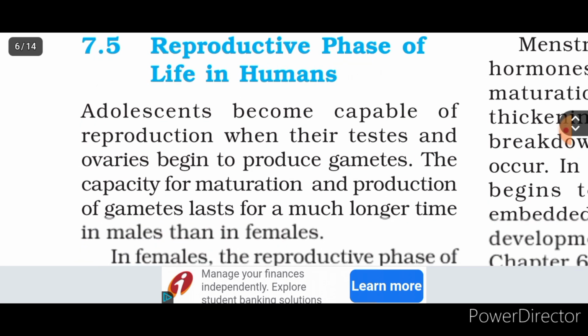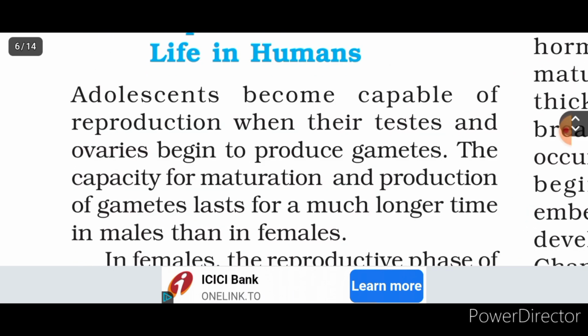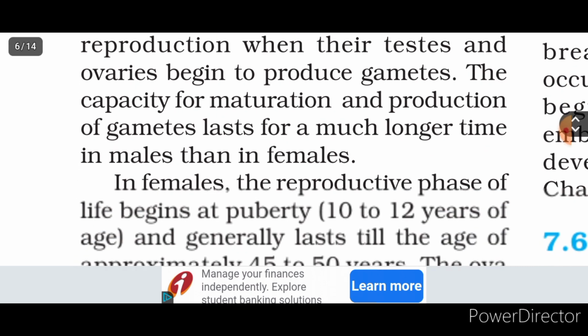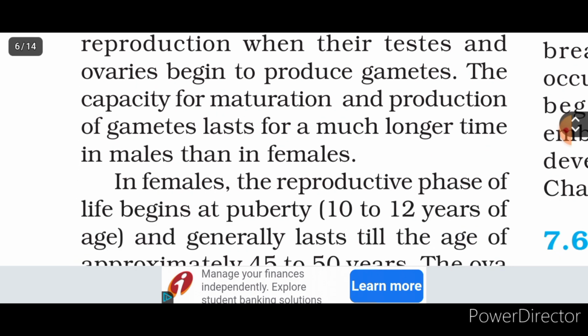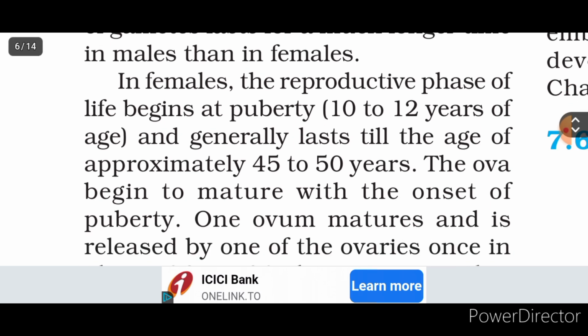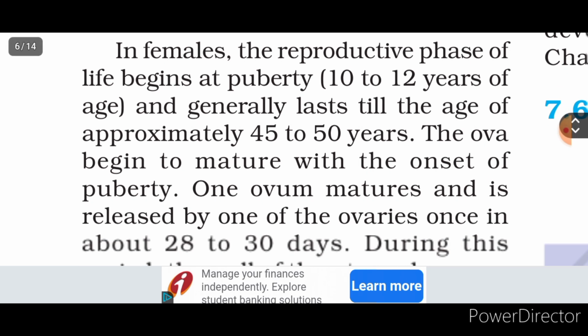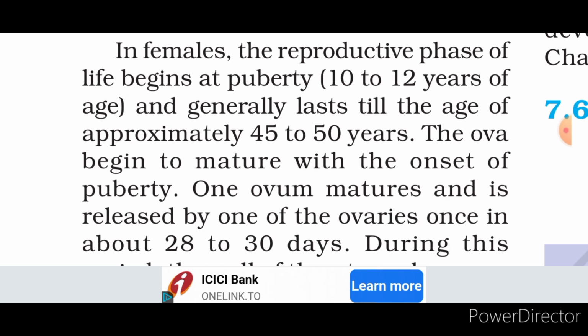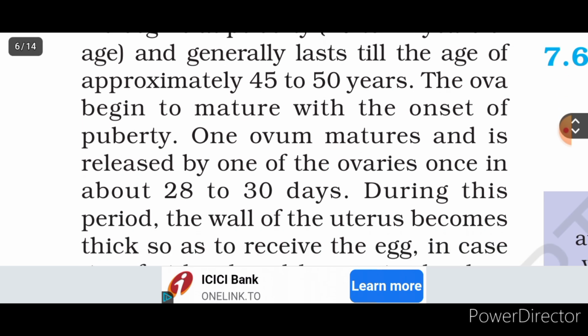Reproductive phase of life in humans. Adolescents become capable of reproduction when their testes and ovaries begin to produce gametes. The capacity for maturation and production of gametes lasts for a much longer time in males than in females. In females, the reproductive phase of life begins at puberty, 10 to 12 years of age, and generally lasts till the age of approximately 45 to 50 years.